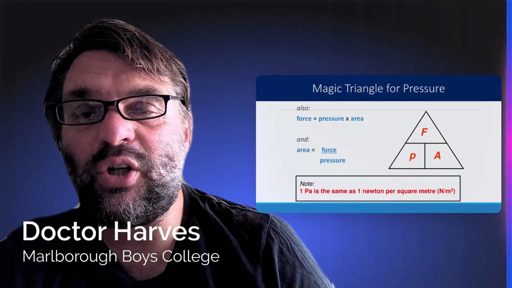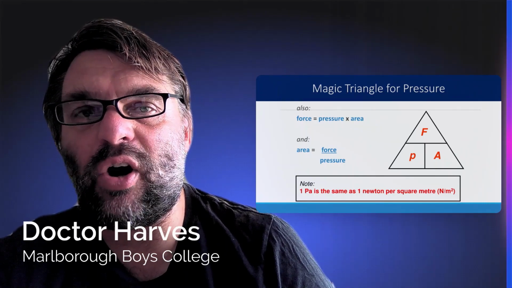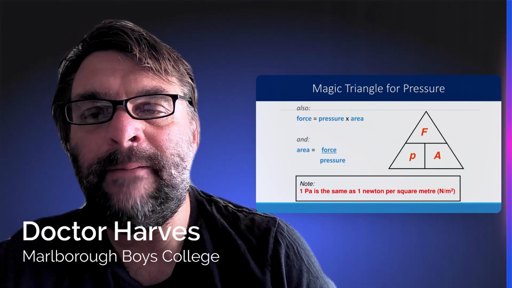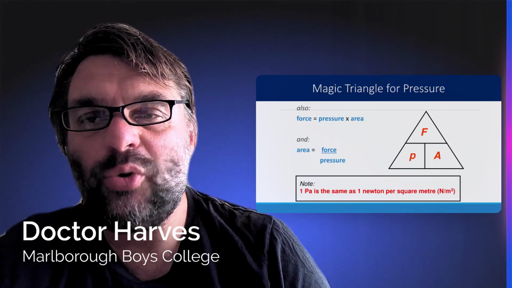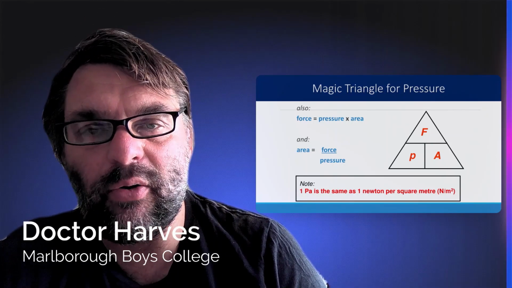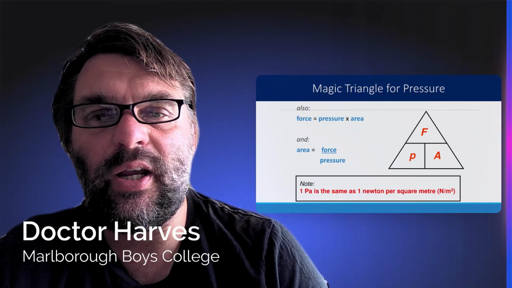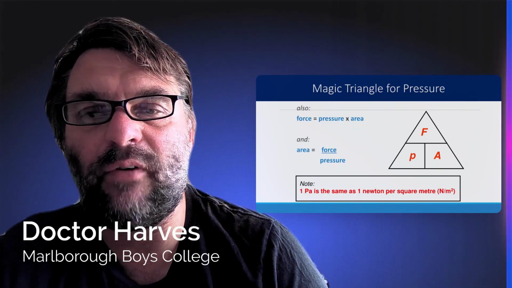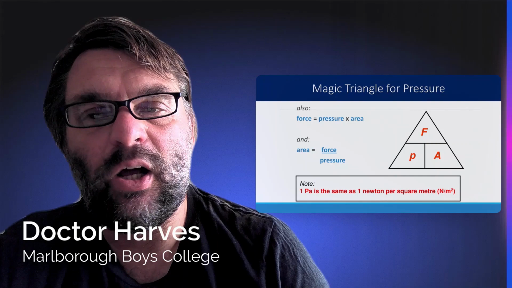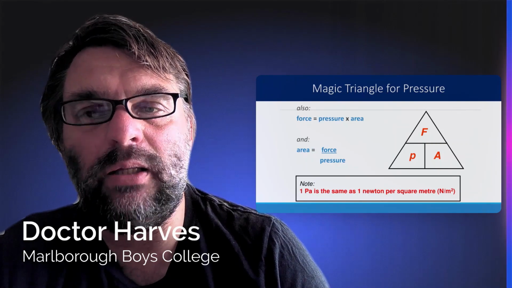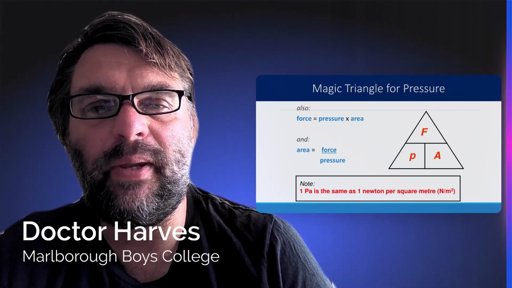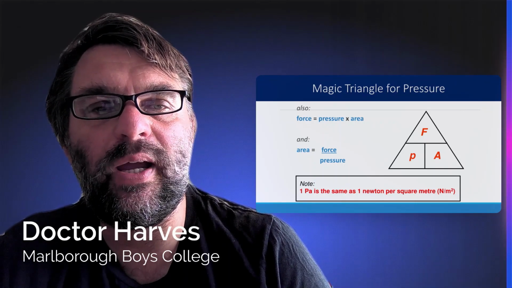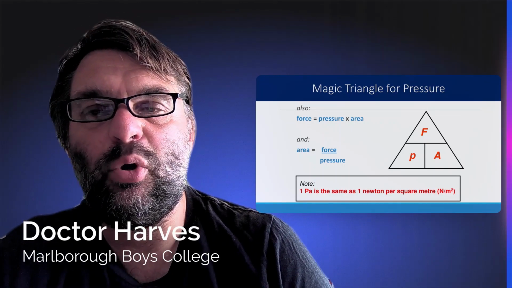So just like our previous equations, you can also create a magic triangle when you can rearrange the equation, okay, which you could have to do in the exam. So force also equals pressure times area. And again, if you rearrange, area will equal the force divided by the pressure. I also point out that 1 pascal of pressure is the same as saying you've got 1 newton of force being applied per square meter. So newtons per meter squared.